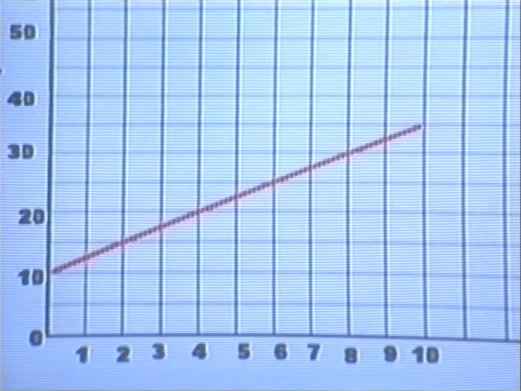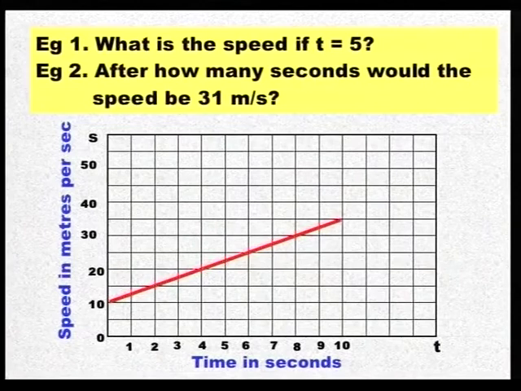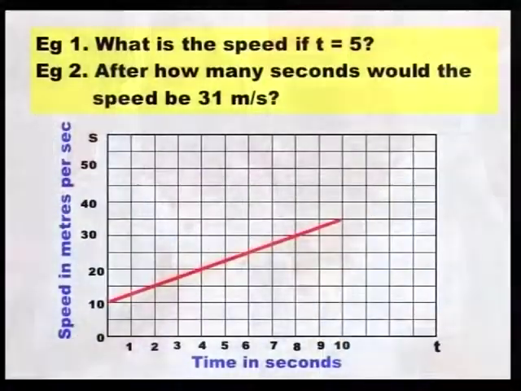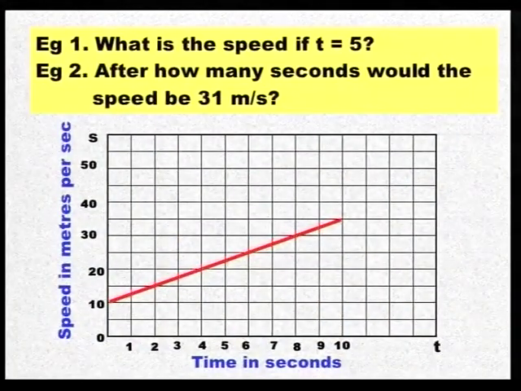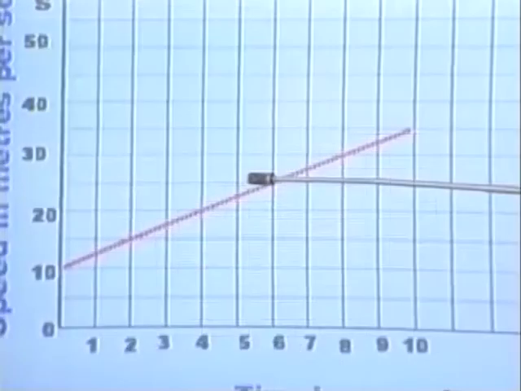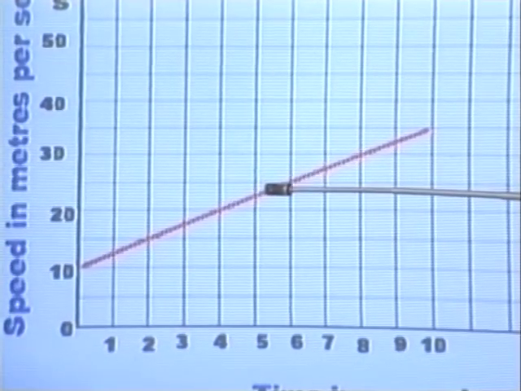Okay, very clear. Now, what is the speed if t equals 5? Peter? 25 meters per second. Okay, it should be 25 meters per second. You also note that this graph was not drawn very well, so the line should be here. On your graph, it should be here. Can you see it on your graph?